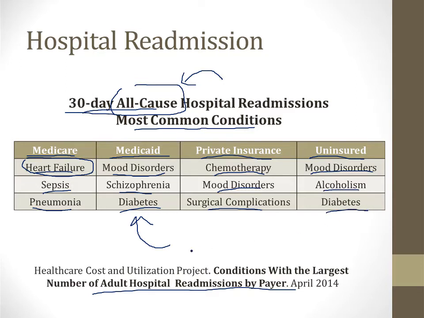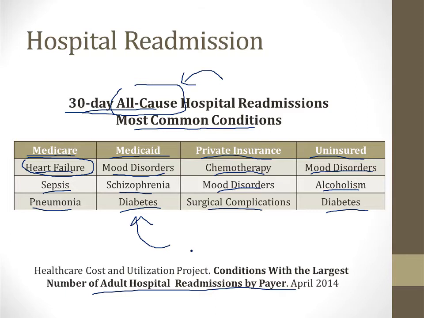And the way you are most likely to be asked about these data on the Step 1 exam is you may be asked to identify which type of patients are most likely to be readmitted. And that's what this chart on the screen shows. For each type of medical insurance, this chart shows you which patients are most likely to be readmitted within 30 days for any reason.